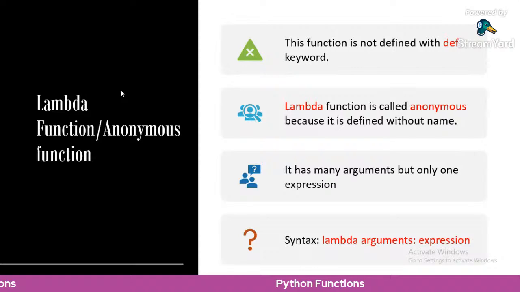Now this is the syntax of how the lambda function can be written. Lambda is the anonymous function. You write lambda, then the arguments, then you put the colon and write the expression. So this is about the lambda function. It is also called anonymous because it is defined without a name. There is no name. Without a name it is defined.